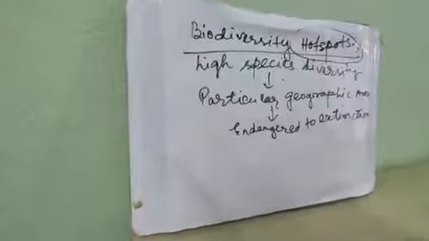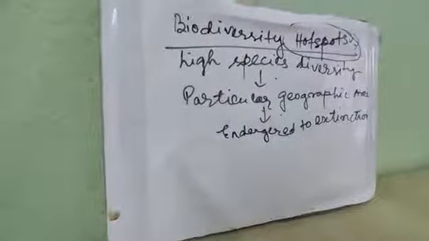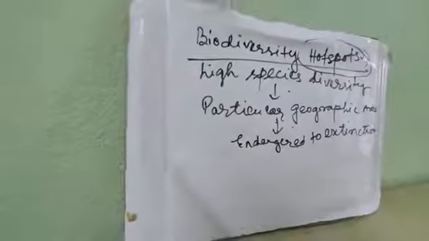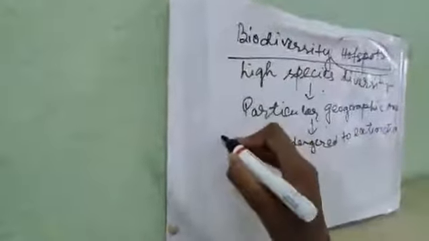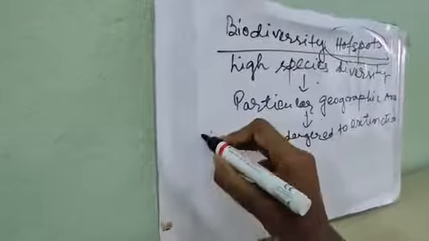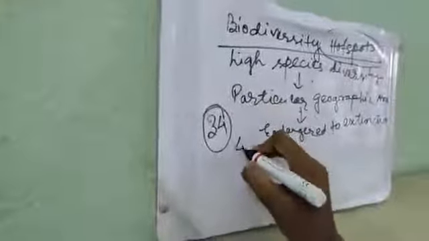High species diversity in a particular geographical area which is endangered with extinction. That area is termed as the biodiversity hotspot. Okay. Now, generally all over the world, how many biodiversity hotspots have been identified? 34. And in India, we are getting only 4.